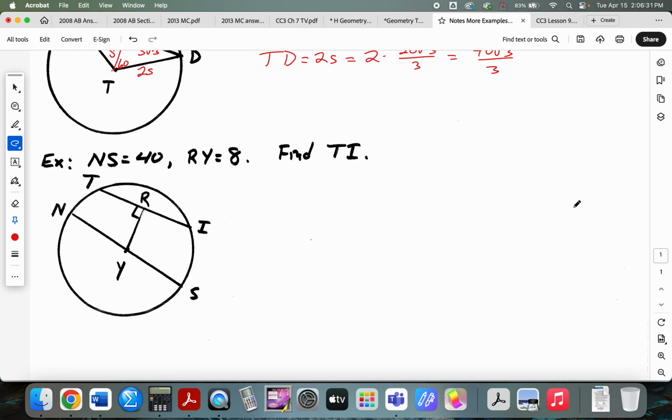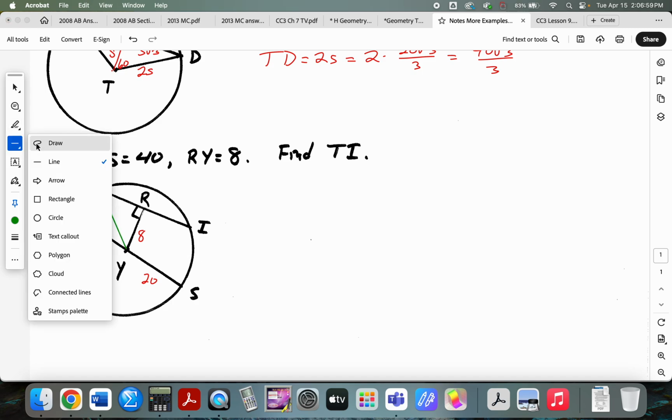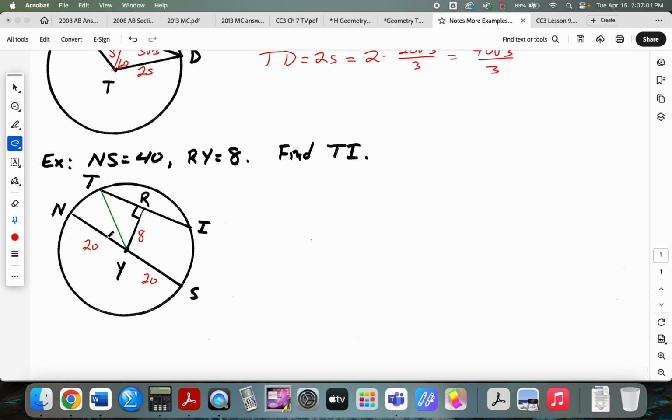All right, last one. Here we're given the diameter NS is 40, so that means that both radii are 20. We're given the length of RY is 8. And on this one, as on several of the other ones, we don't have a right triangle yet, so I'm going to join T to Y. And since YT is a radius, its length is also 20.